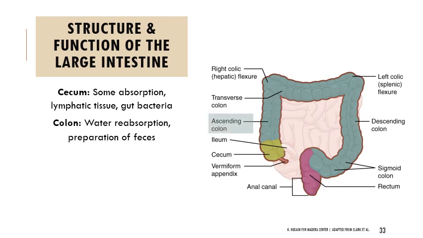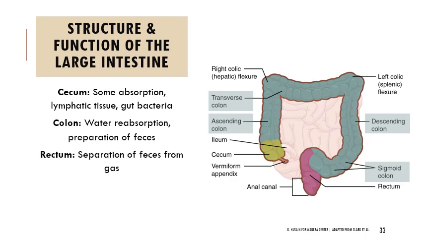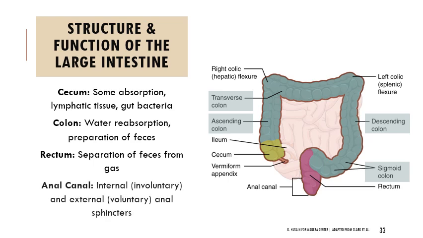So we have the ascending colon going up, and then it goes across from the right side of your body to the left through the transverse colon, and then down into the descending colon before getting into the sigmoid colon, and then eventually the rectum. So the rectum is where you separate out feces from gas and compact the feces together. Then you have the anal canal, where you have both involuntary and voluntary sphincters to control the flow of feces out of your body.